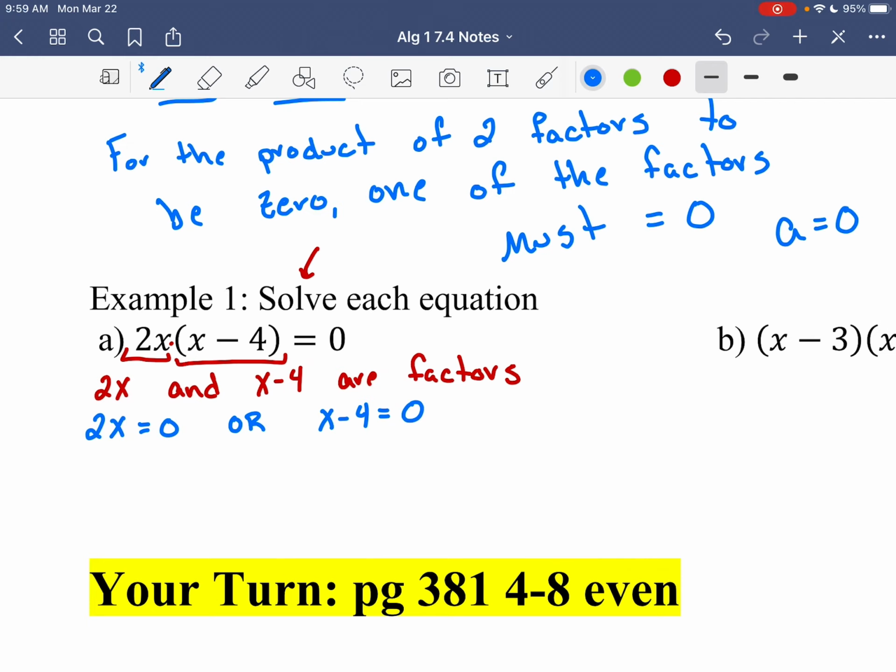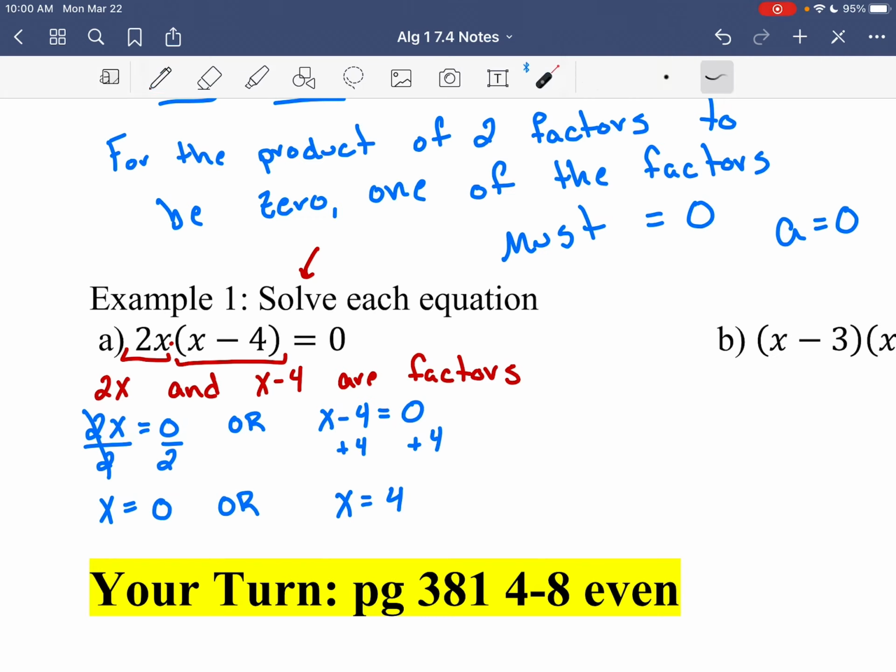I can solve this little equation by dividing by 2. X equals 0 or, and now this little equation I can solve over here by adding 4 to each side. 0 plus 4 is 4. So my two solutions are either 0 or 4.